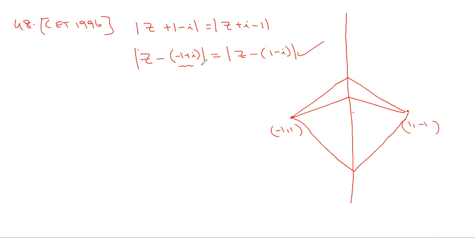So for the z satisfying this condition, the options given are a line, a circle, a parabola, a hyperbola. So automatically the answer is a line, because a line satisfies this condition. That's the answer.